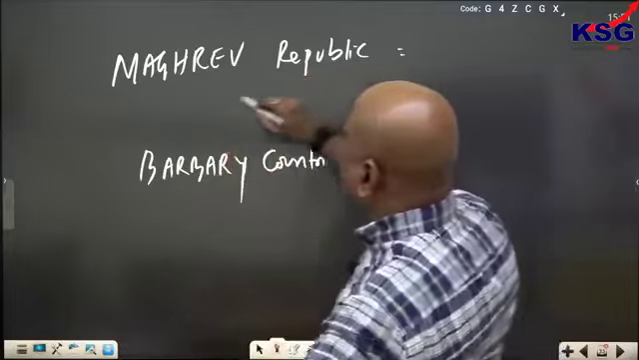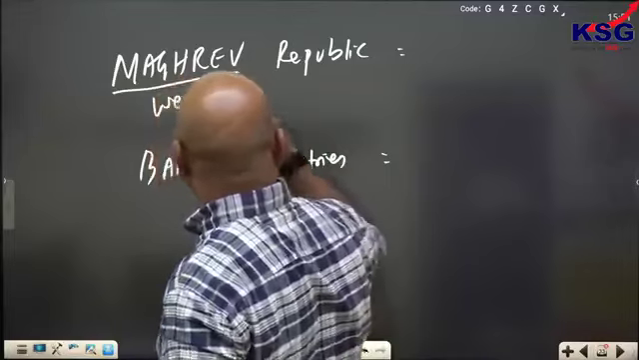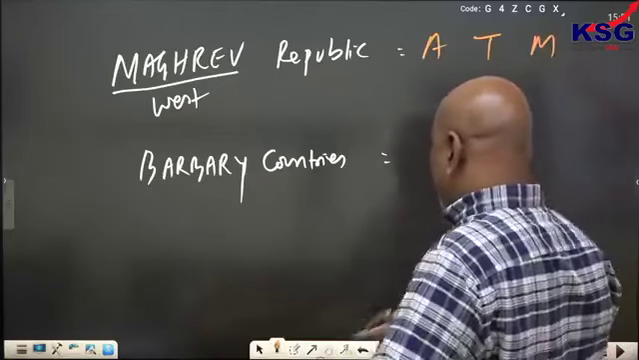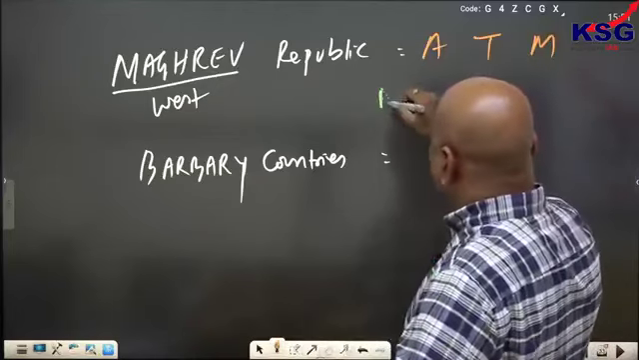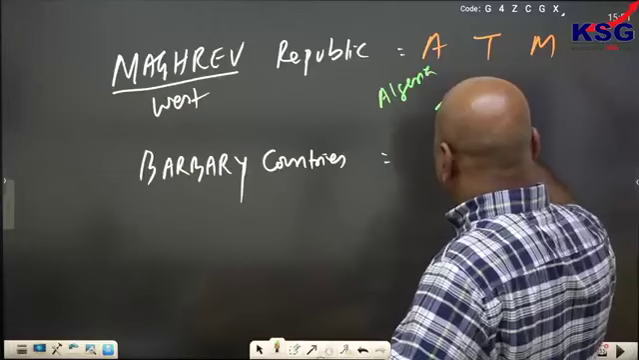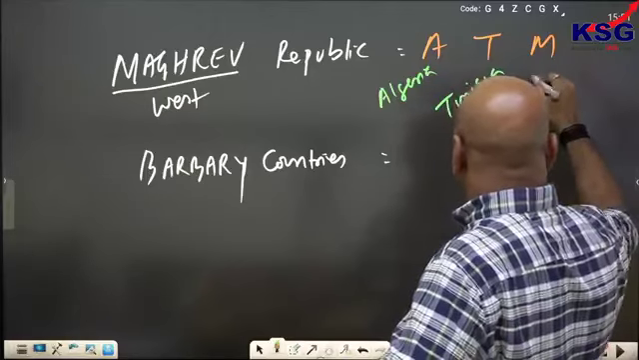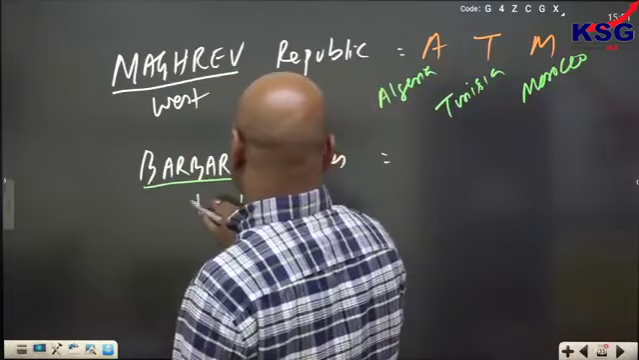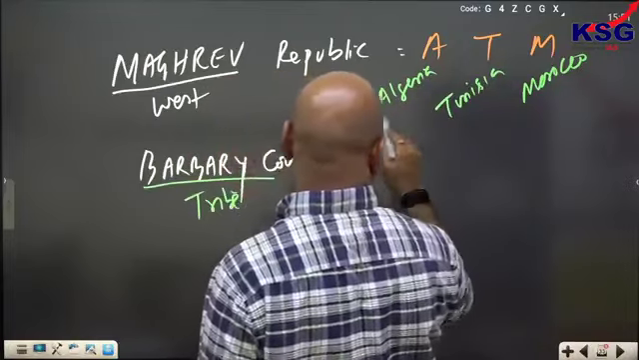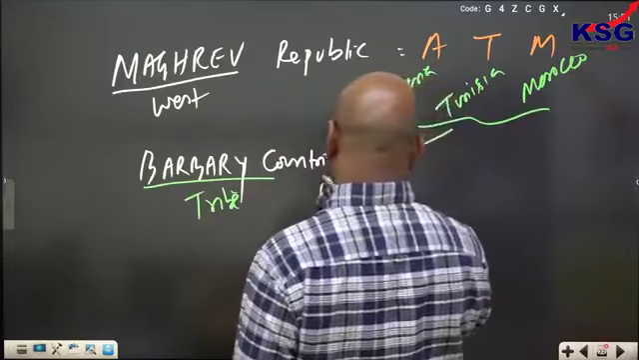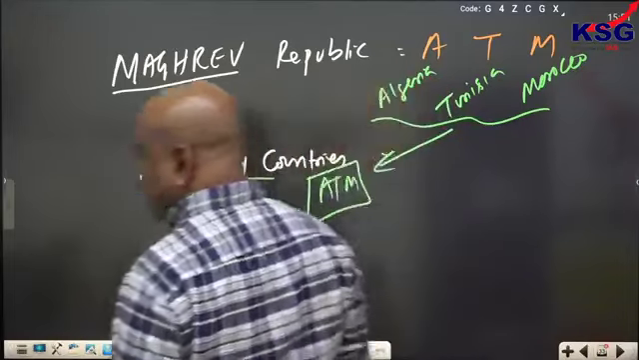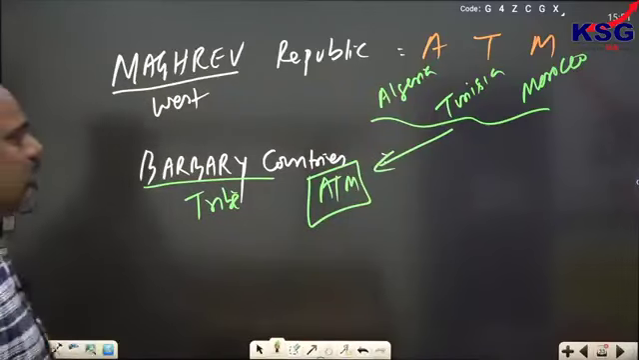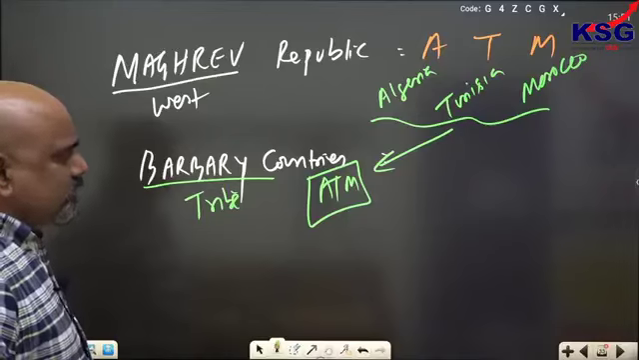मागरेब का मतलब होता है वेस्ट। सो द कंट्रीज विच आर लोकेटेड इन द वेस्ट, हियर अल्जीरिया, टूनिशिया एंड मोरक्को। These three countries also Barbary tribe हैं, based on this you have Barbary Republic. These three are called as Barbary Republics. ये तीनों को कहा जाता है Barbary Republics.